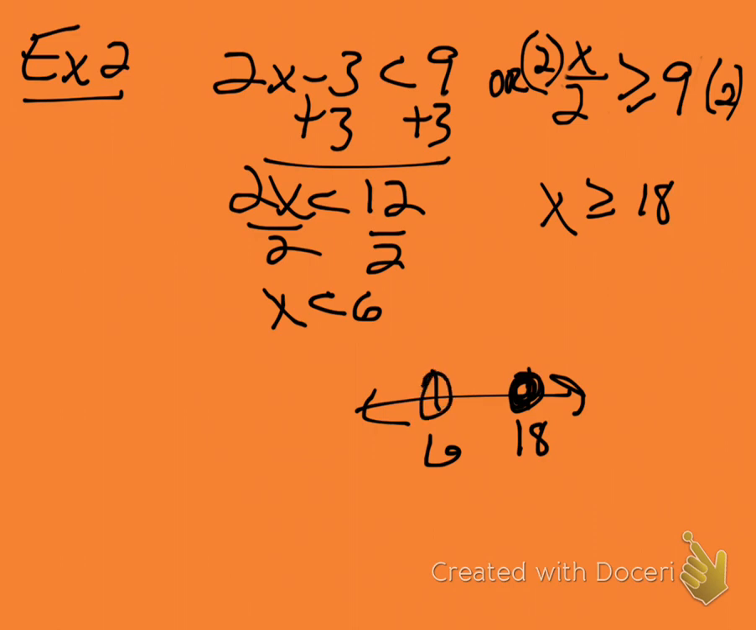And I do want to make sure that everything's, it's an or, so I'm thinking probably out here and out here, but I do want to double check. Okay, so x is less than 6, so that means to the left of 6, that looks good, and x is greater than or equal to 18, so that means to the right of 18. Okay, so that's good there. Okay, example 2, all done.